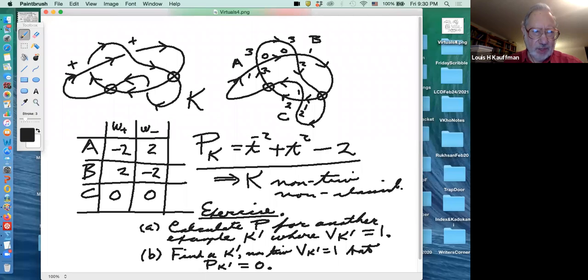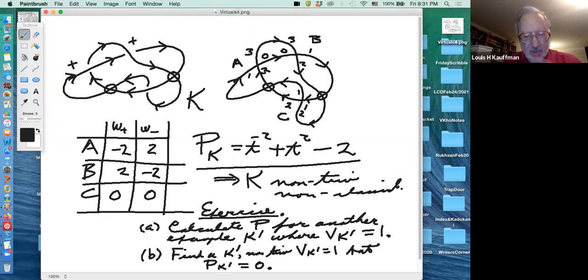What if you only switched one of them? If you switch one of these, it should turn out to be trivial, right? Because there would be a Reidemeister 2 move right there. What happens if you switch one of these? Well, say you switched A. Then you'd get a t squared, but minus t squared, and plus t squared. So it would cancel out, and you would get 0 for the polynomial.